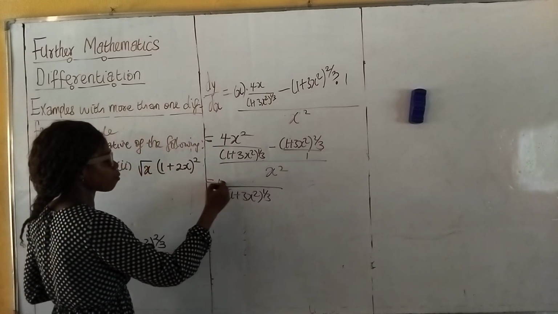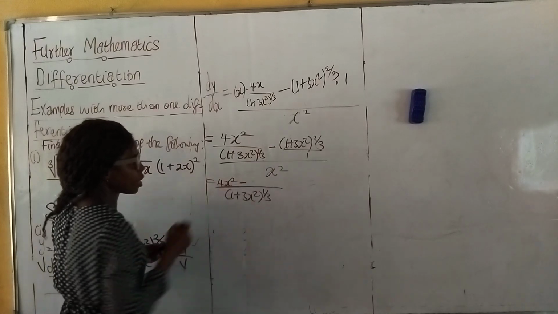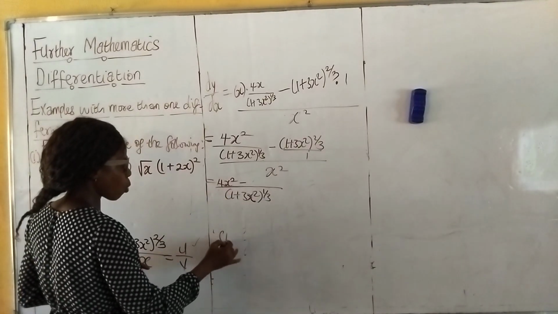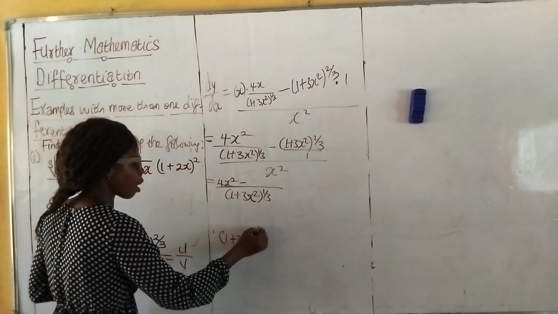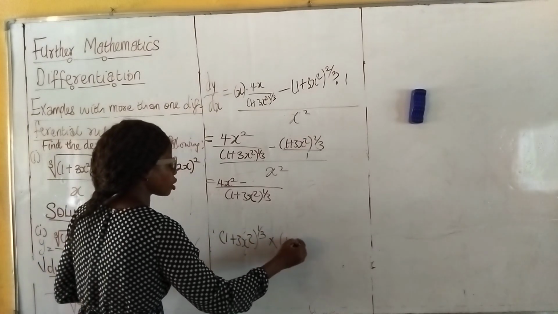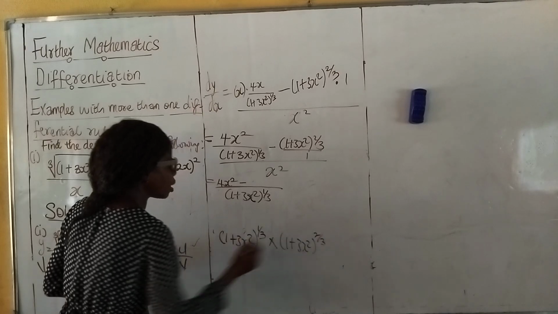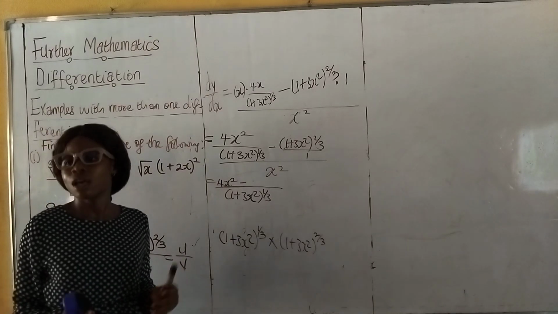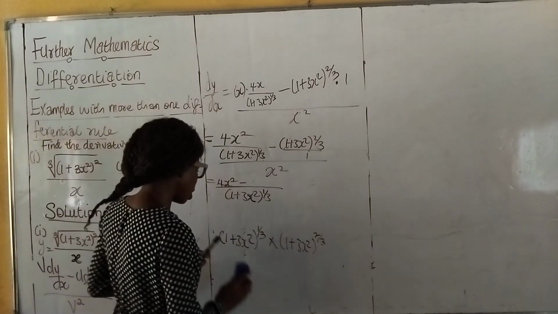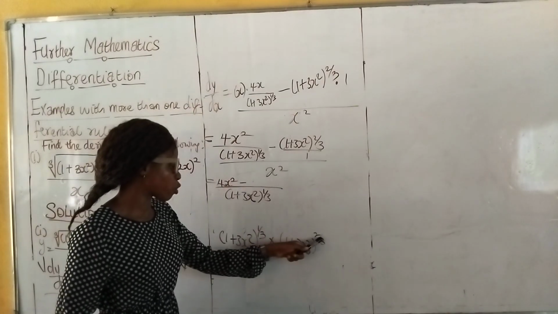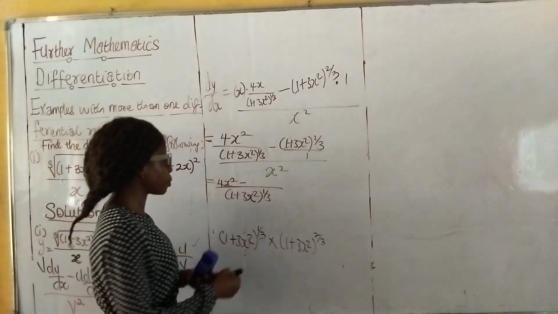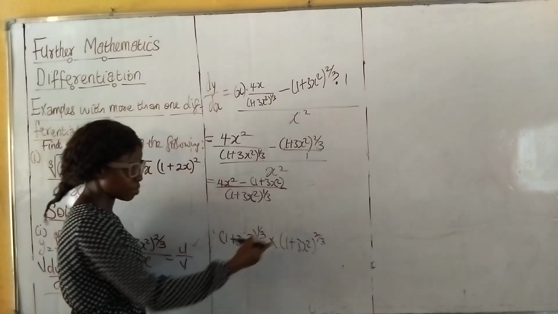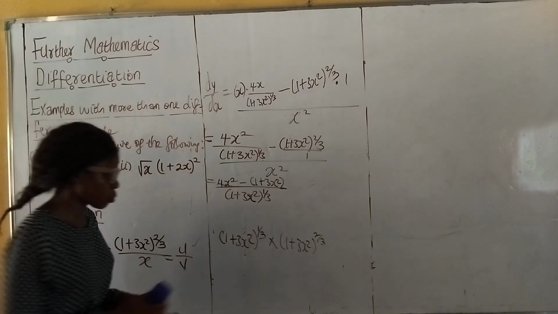Then this divide this will give us 1. 1 times this will give us 4x squared, and this negative sign. This divide this will give us back this. So we are now left with multiplying 1 plus 3x squared all raised to the power 1 over 3 times 1 plus 3x squared all raised to the power of 2 over 3. Now recall indices. If you are multiplying and the bases are the same, what do we do to the powers? We add the powers. So we have 1 over 3 plus 2 over 3, which will give us 1. So we will now have minus 1 plus 3x squared raised to the power of 1, which is the same thing as 1 plus 3x squared.